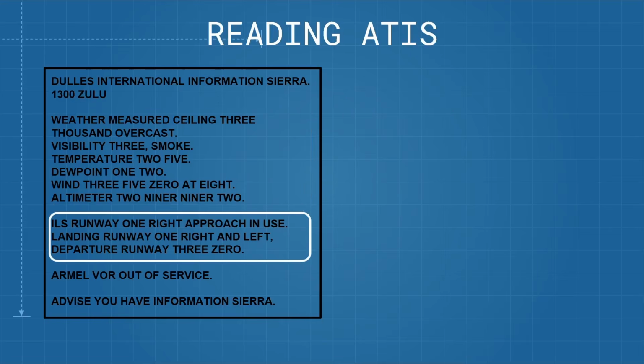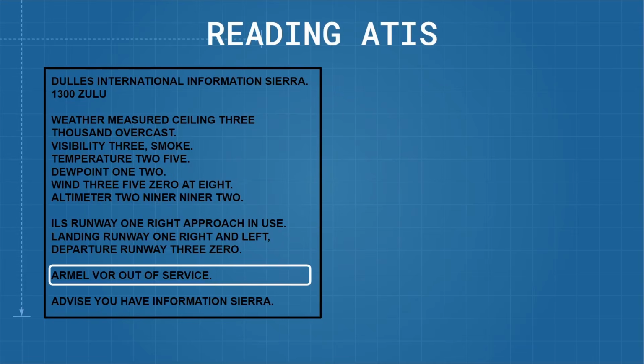The next section is the main bulk of airport information, detailing the approach in use, which is ILS in this instance, the meaning of which we will cover in another video. The runways in use, in this case, one right and one left for landings, and runway 30 for departures.